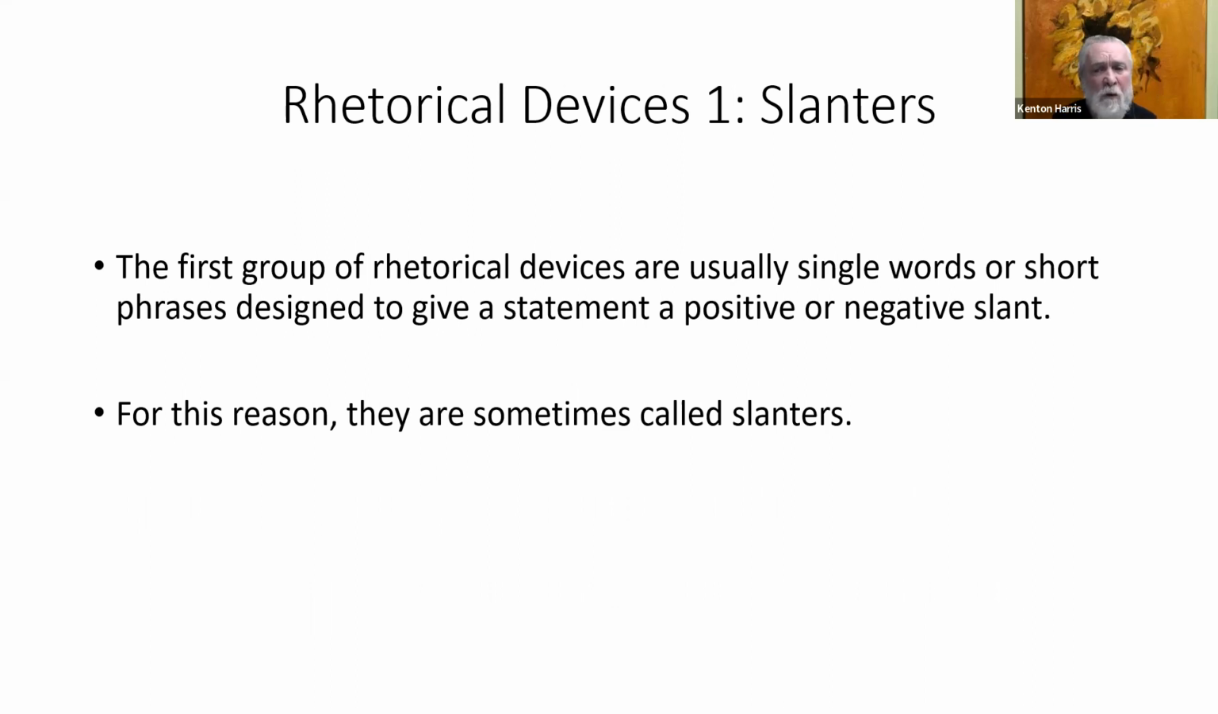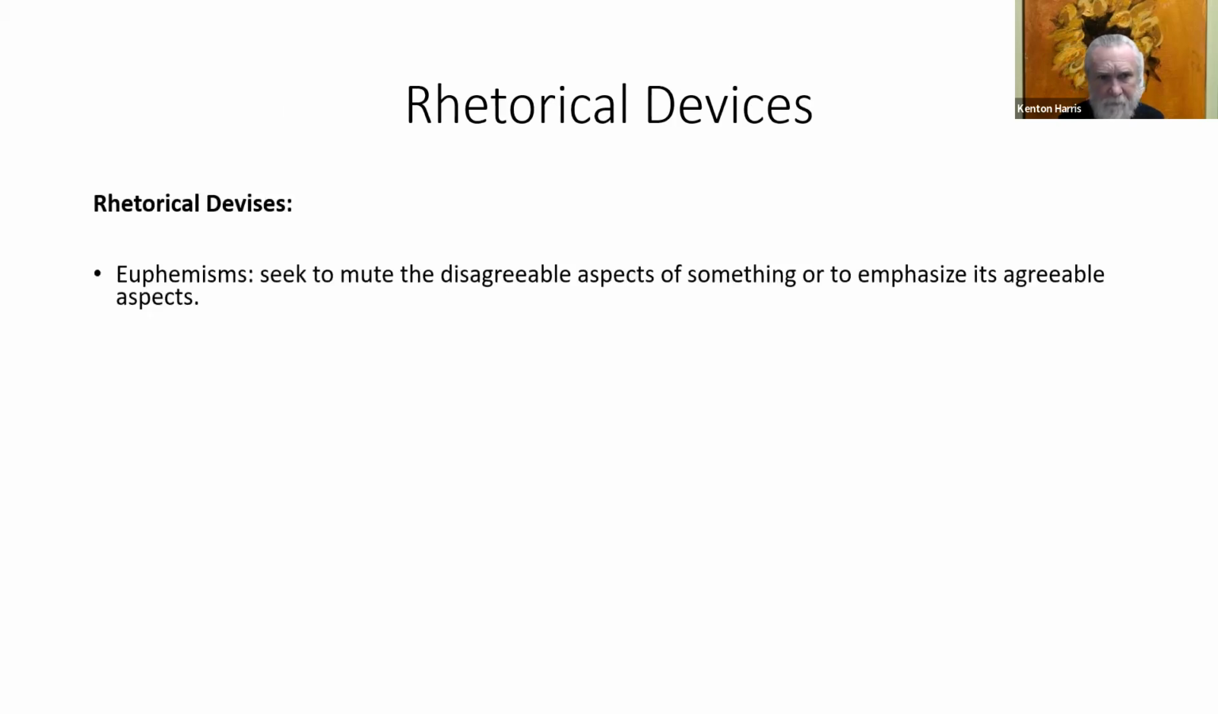The first group of rhetorical devices are usually single words or short phrases designed to give a statement a positive or negative slant. For this reason, they are sometimes referred to as slanters. So we're going to look at a set of slanters. The first kind of slanter we're looking at is a euphemism.